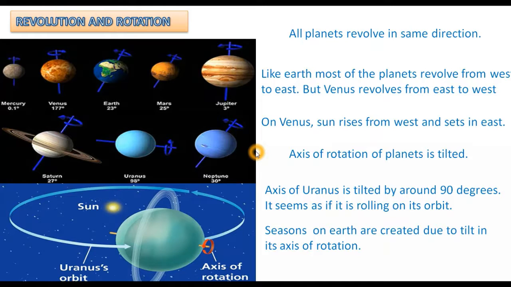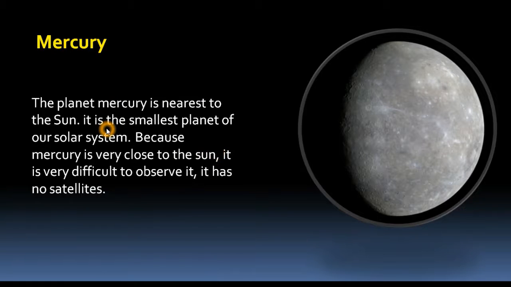So this is the most remarkable feature of Uranus, that it has a highly tilted axis of rotation. And because of this, it appears that Uranus rolls on its side while orbiting around the sun. So students, now let us discuss each planet in detail. So let's start with Mercury.